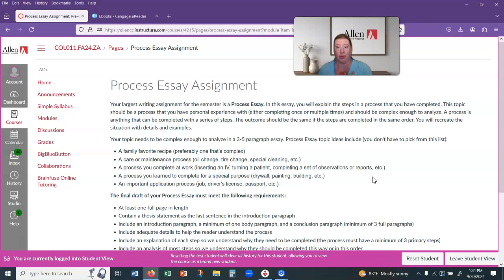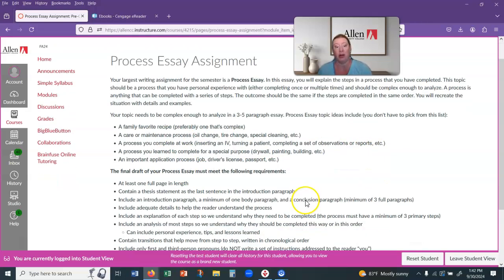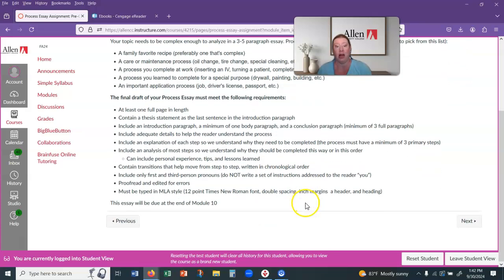So like I just renewed my passport. So I know the process that I went through and I can explain that. But if I'd never gotten my passport before, that would not be a good topic for me, because I'd have to look up all that information. So make sure that you are choosing a topic that you have some good experience with. Whether you completed it one time or many times doesn't really matter. It's actually just that you have that experience.